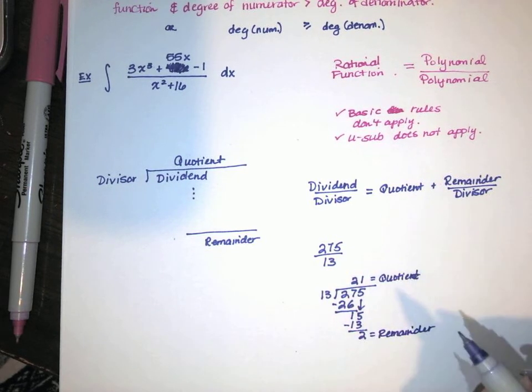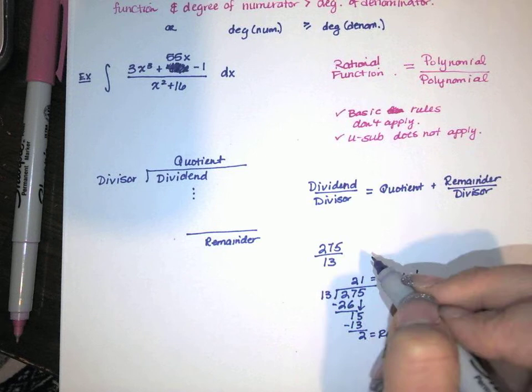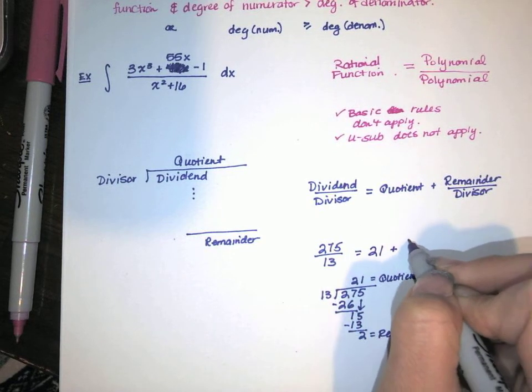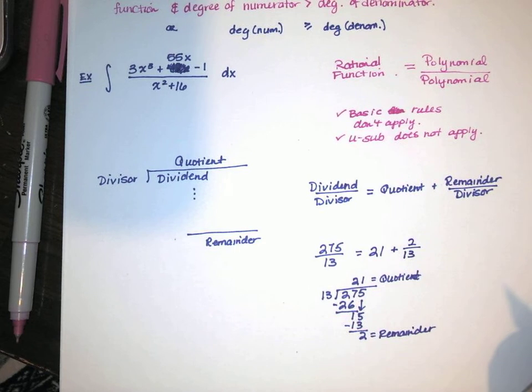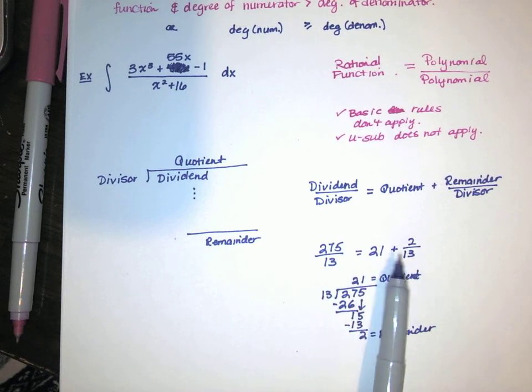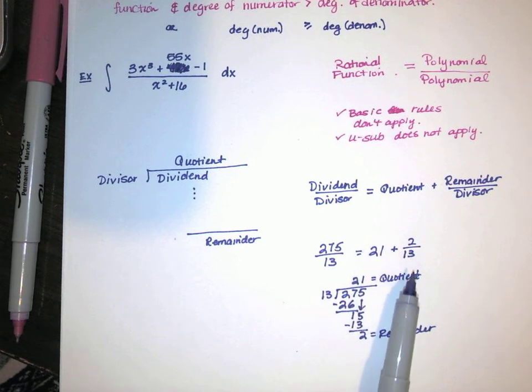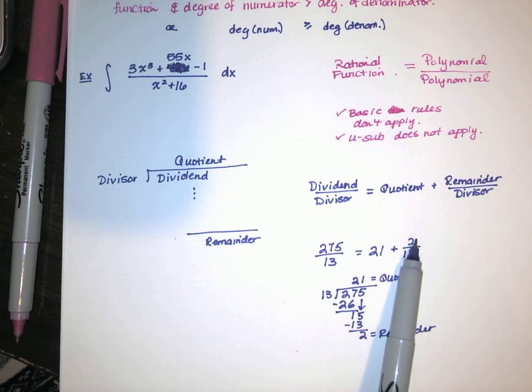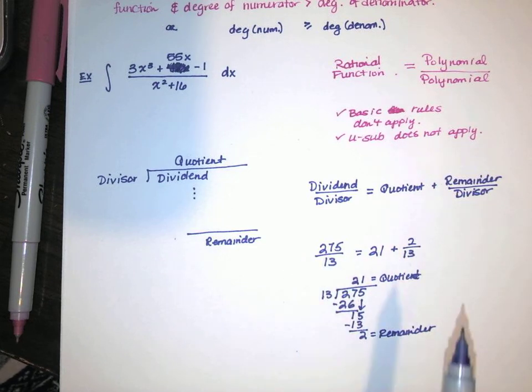So according to this formula up here, 275 divided by 13 is 21, plus 2 out of 13. And I think that makes sense. That's telling us that 13 goes into 275 21 times, and then there are just two extra left over. And if you want to check to be sure, you should multiply 13 times 21 and then add 2, and hopefully you'll get 275. That's how we can check.